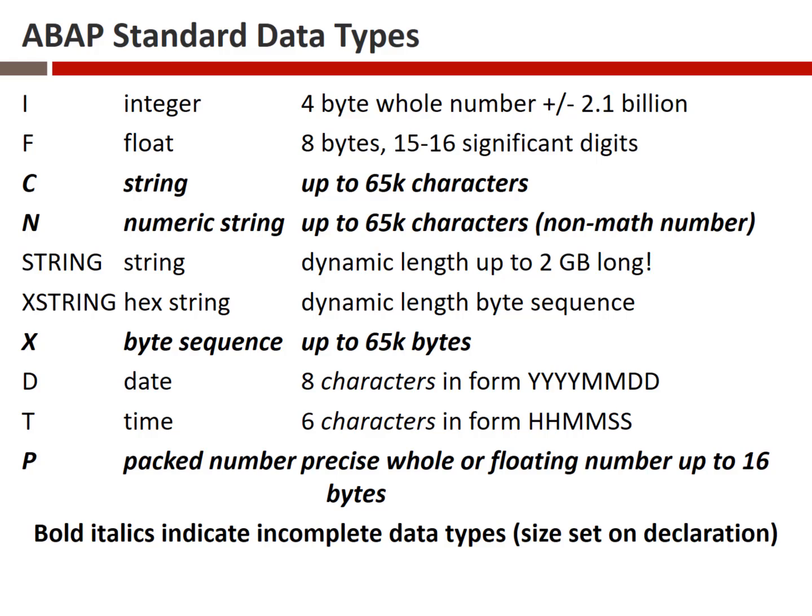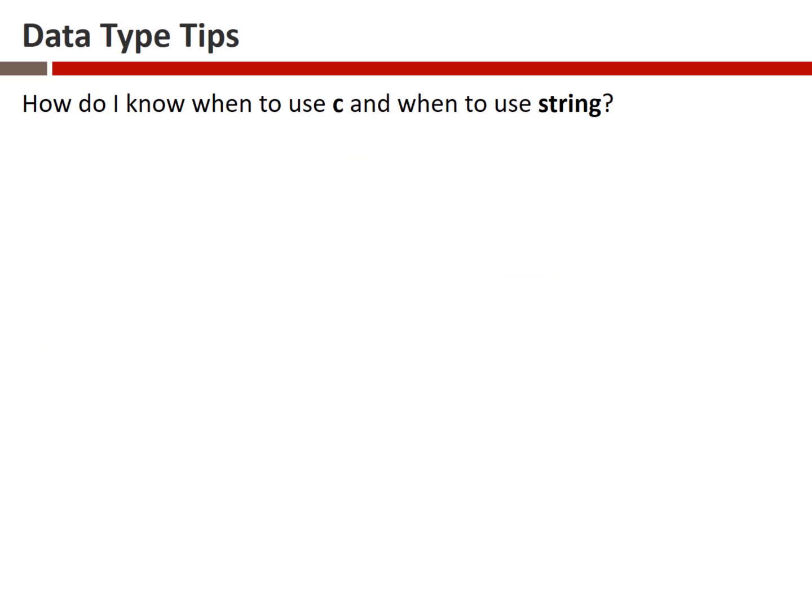One of the questions that's pretty obvious here, I think, is how do I know when to use a C versus when to use a string? We said the difference is C is an incomplete data type, so I have to give a size. String is a complete data type, and it's dynamic, so the system worries about the size. I don't have to. The trade-off here is efficiency versus flexibility.